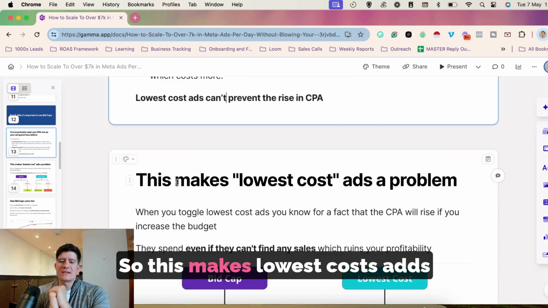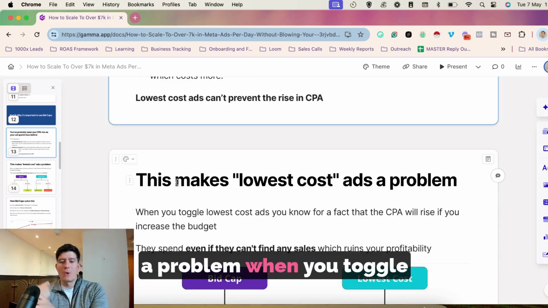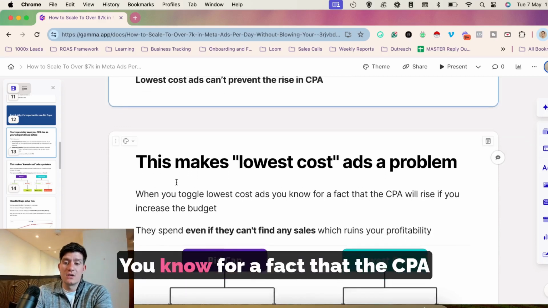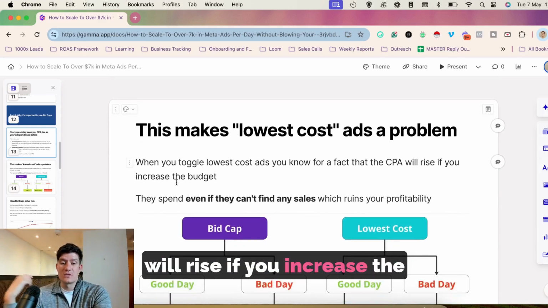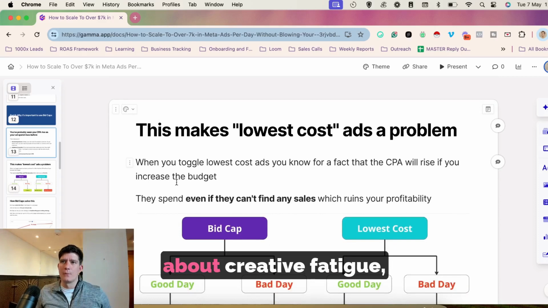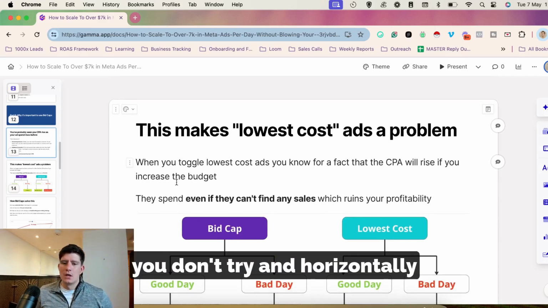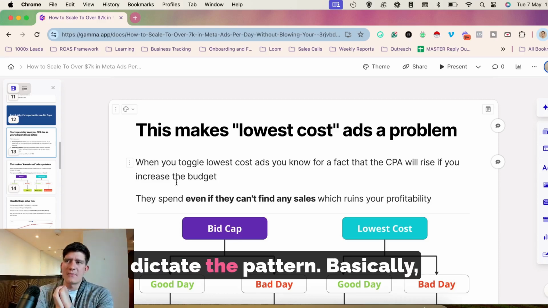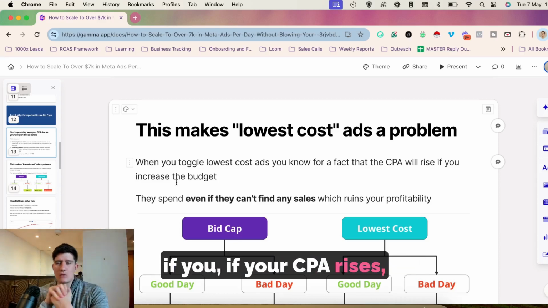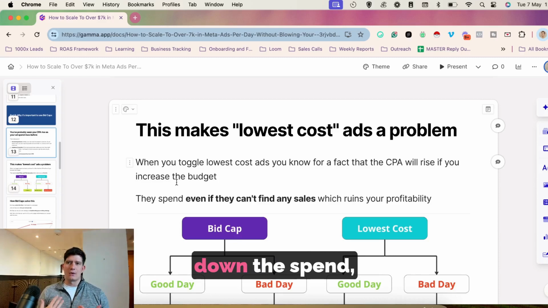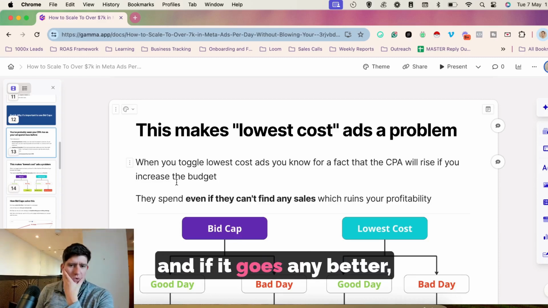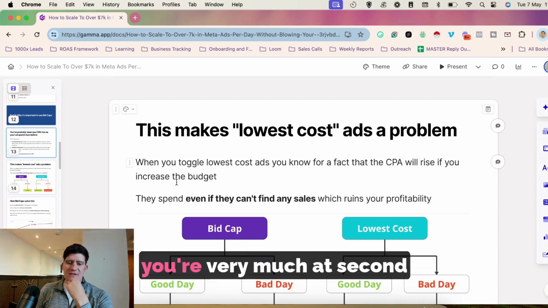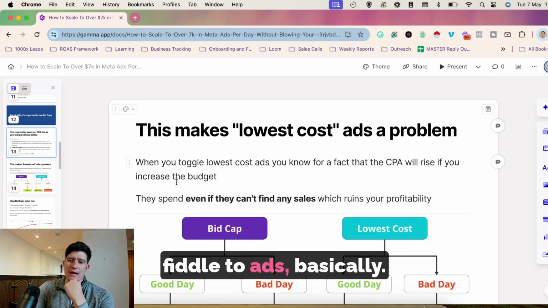So this makes lowest cost ads a problem. When you toggle lowest cost ads, you know for a fact that the CPA will rise if you increase the budget and you don't do anything about creative fatigue. You don't try and horizontally scale. So you're always trying to dictate the pattern basically. If your CPA rises, you have to bring down the spend. And if it goes any better, you have to increase the spend. So you're very much second fiddle to ads basically.